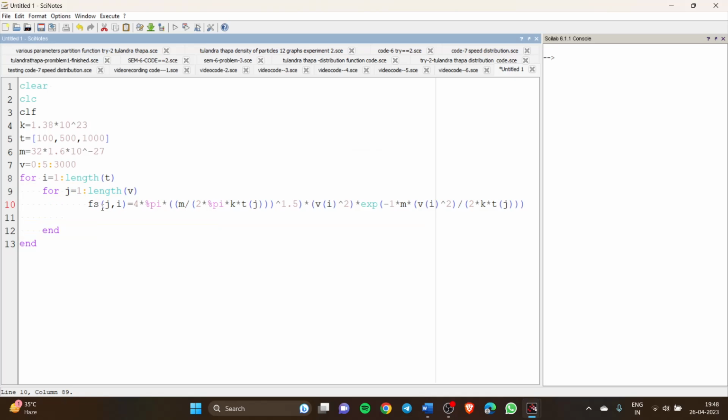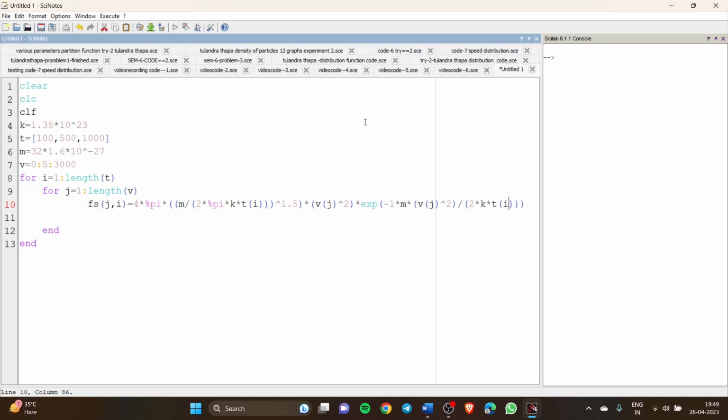So this is Fs, that is Maxwell's velocity distribution, the speed distribution function. 4 pi upon 2 pi kt to the power 3 by 2, v square, exponential. I have taken j as i, and I have taken this, so I will put i here and j here, j here and i here. So it is the correct formula. You can see 4 pi m upon 2 pi kt to the power 3 by 2, v square, e to the power minus mv square upon 2 kt.